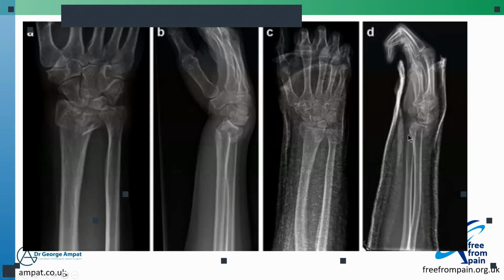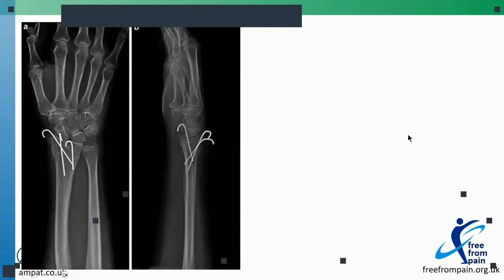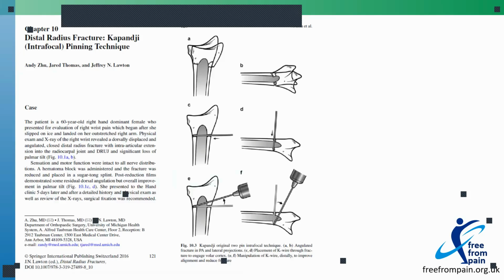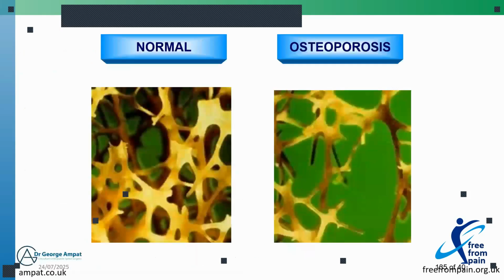This is just treated with a plaster, and this is treated with a wire. You can see how it keeps it stable, so you don't need a big plate. And there's this big trial which showed there was no difference. This is the Kapandji technique of doing the wires.